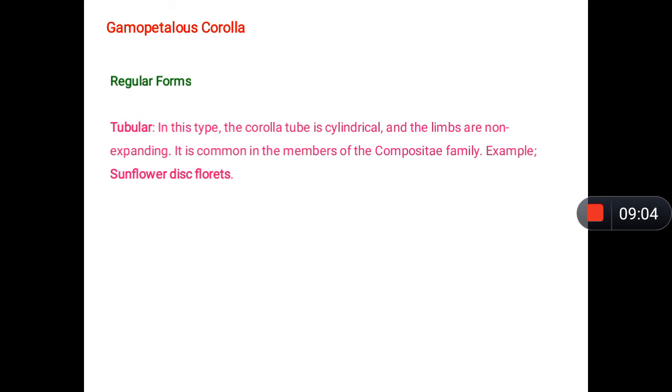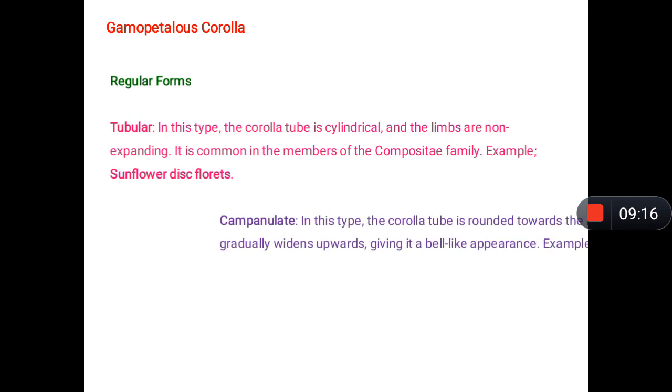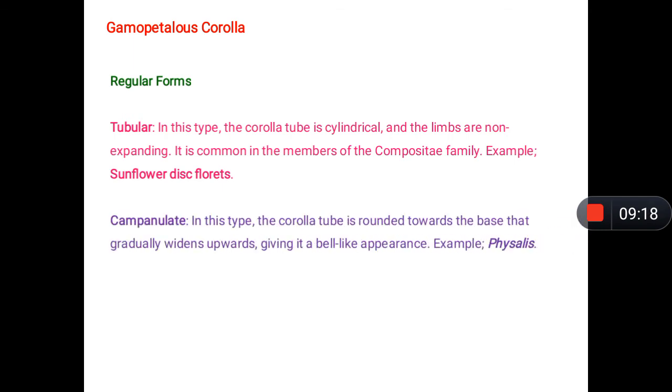It is common in the members of Compositae family. Compositae family is also called Asteraceae. Example is sunflower disc floret. Next is campanulate. In this type, the corolla tube is rounded towards the base and gradually widens upwards, giving it a bell-like appearance. Example is Physalis.